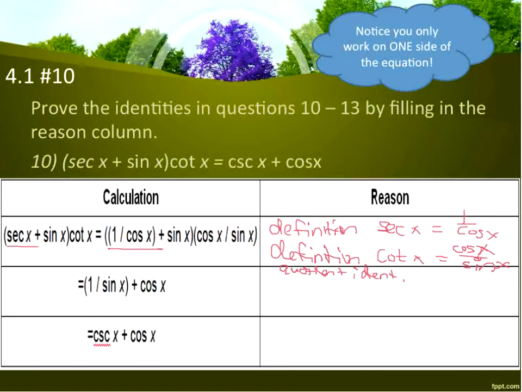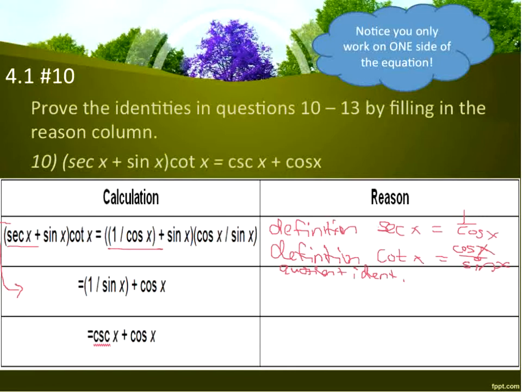Okay, so step 2, how did they get from step number 1 to step number 2? So we have to ask ourselves, what's going on here? Well, it's hard to see when they are side by side, but really what they're doing is they're simplifying by multiplying through cosine x over sine x and canceling the terms.